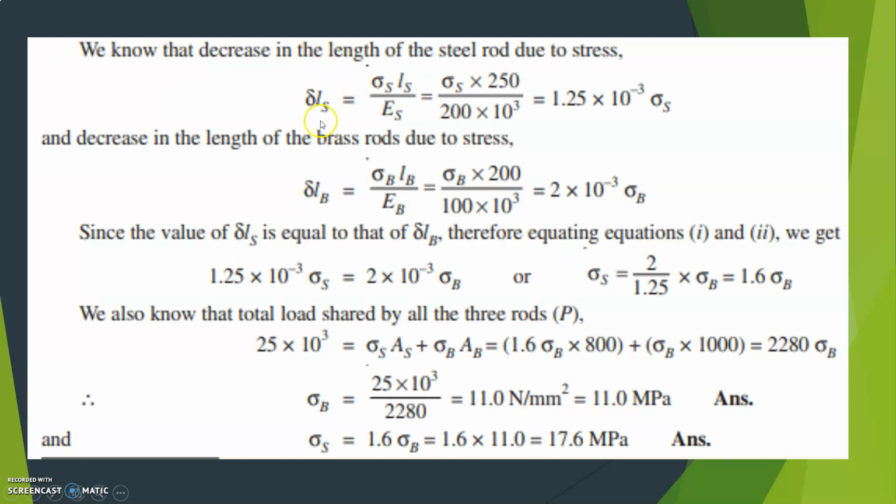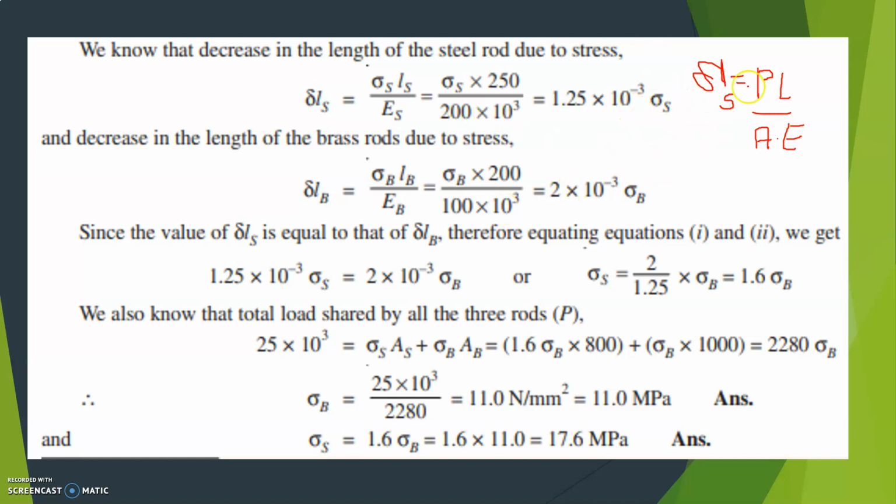So first find the deformation of the steel rod due to the stress. What is deformation? All of you know now, deformation is equal to PL divided by A into E, correct? Deformation is equal to P into L divided by A into E, correct? This is deformation. Now we are finding deformation for the steel rod. So this is delta LS, right?